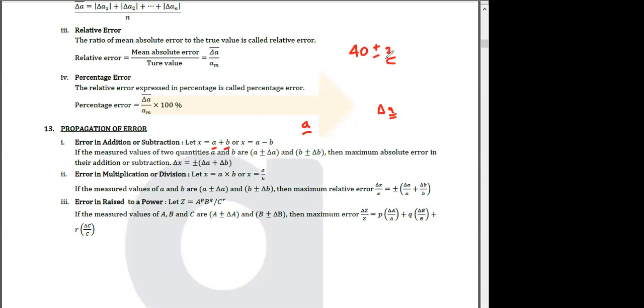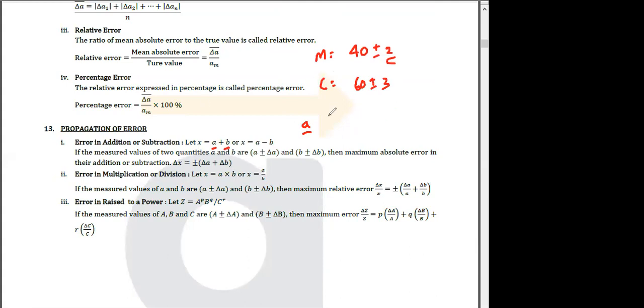Common sense, right? So either you will get 38 or you will get 42. But this is how I write it. So suppose this is the math score. Now suppose chemistry score, you said, okay, chemistry score is 60 marks plus minus 3 marks. Right? Yes or no?